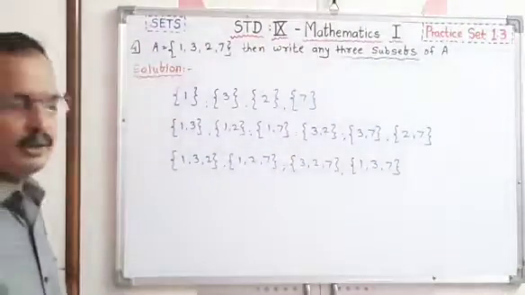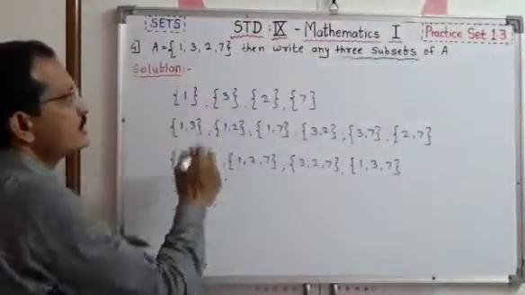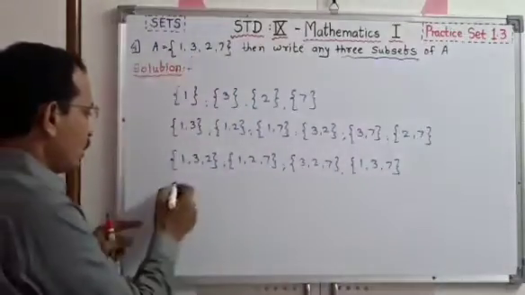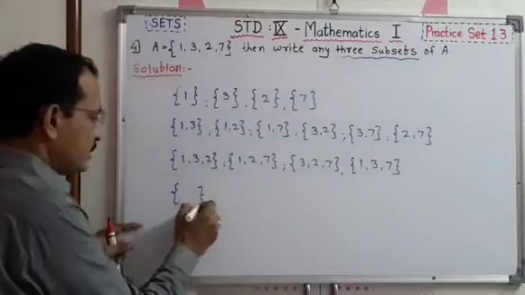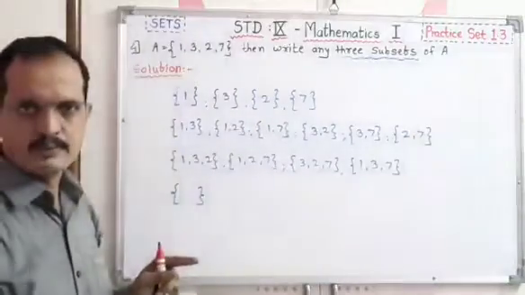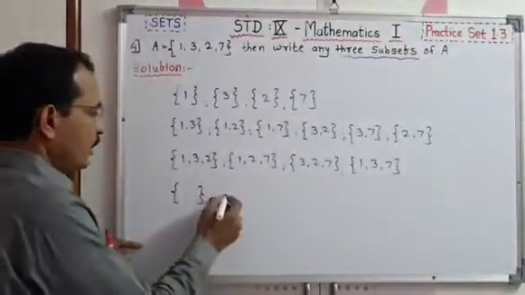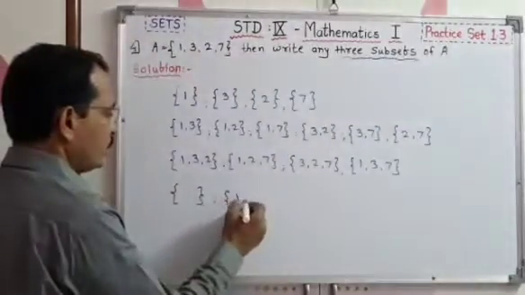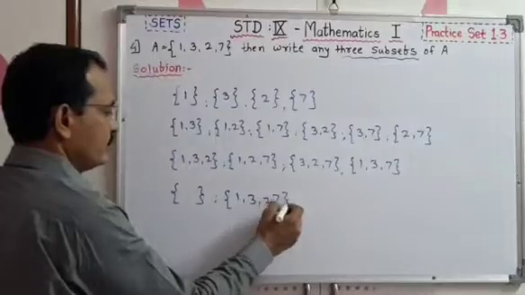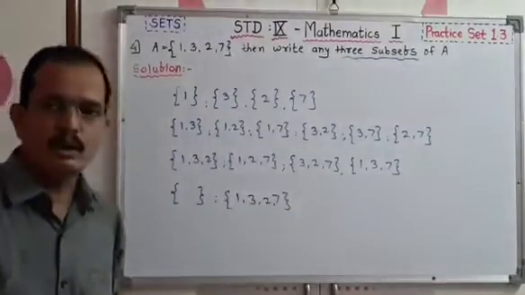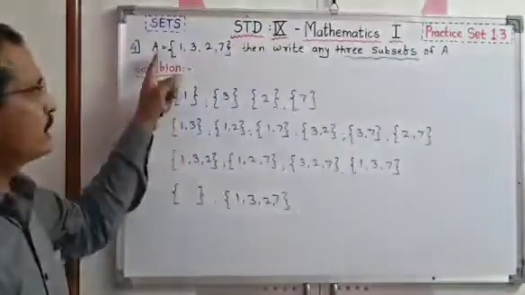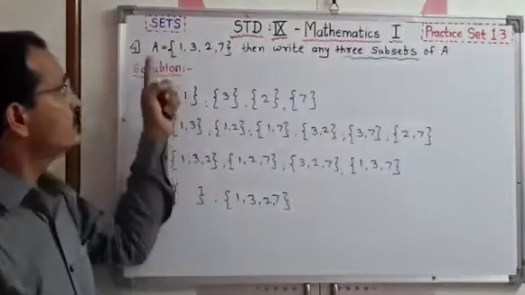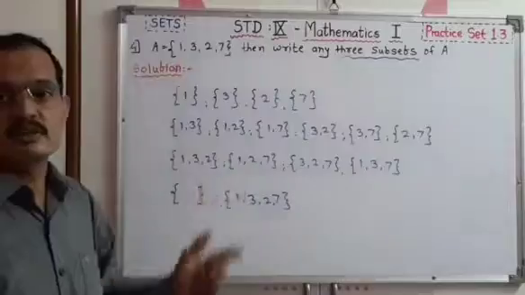2 sets are remaining. That means a total of 16 sets we can write as subsets. All of you know that the empty set is a subset of every set, and every set is a subset of itself. Therefore we can write {1}, {3}, {2}, {7}. Now there are a total of 16 subsets of set A.